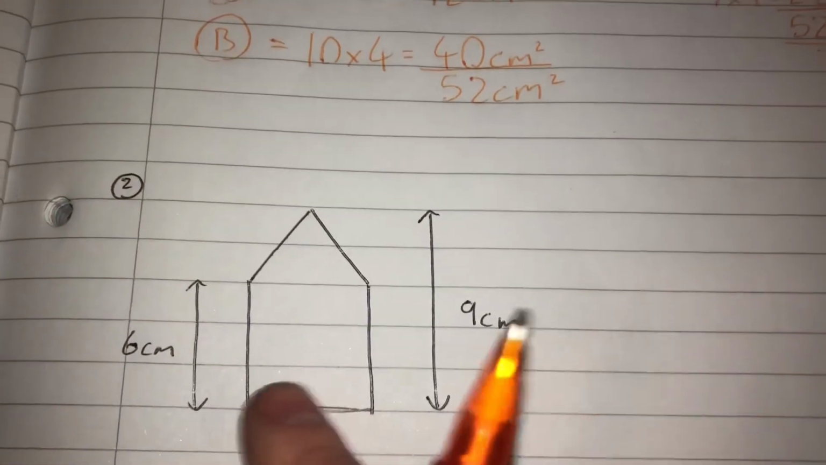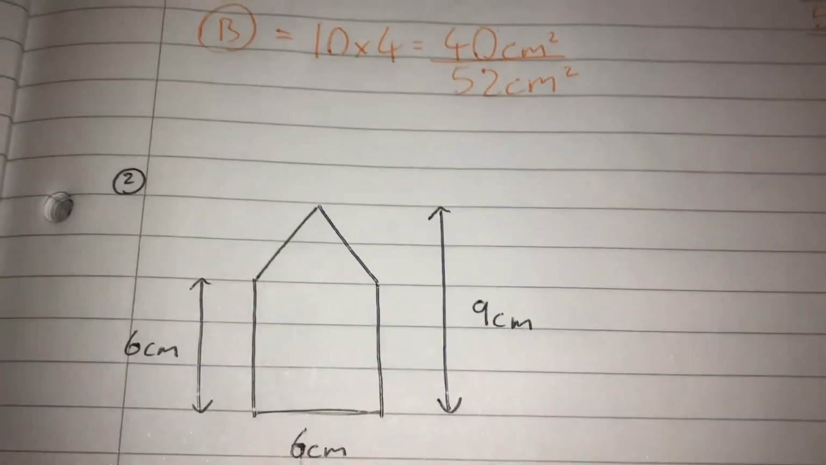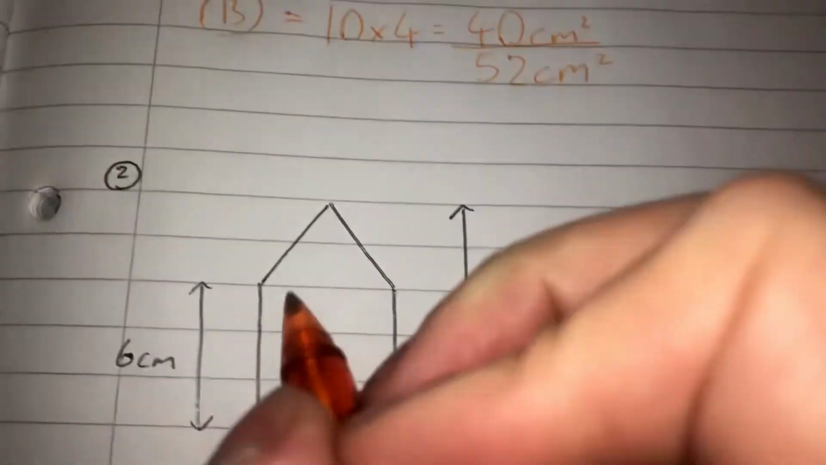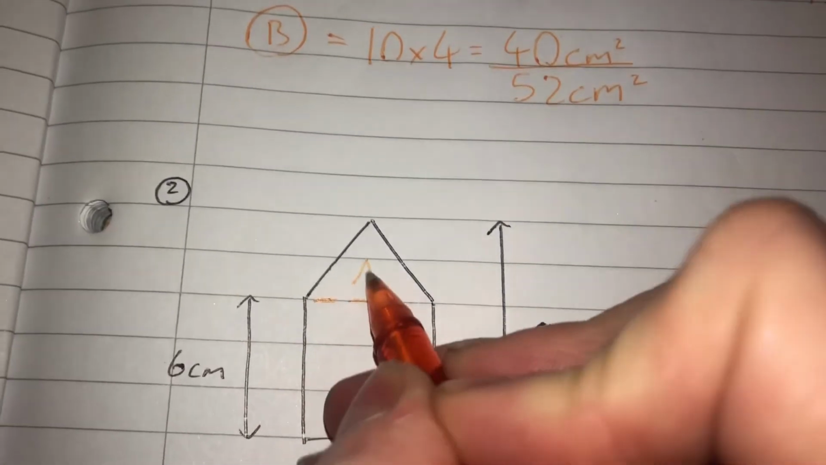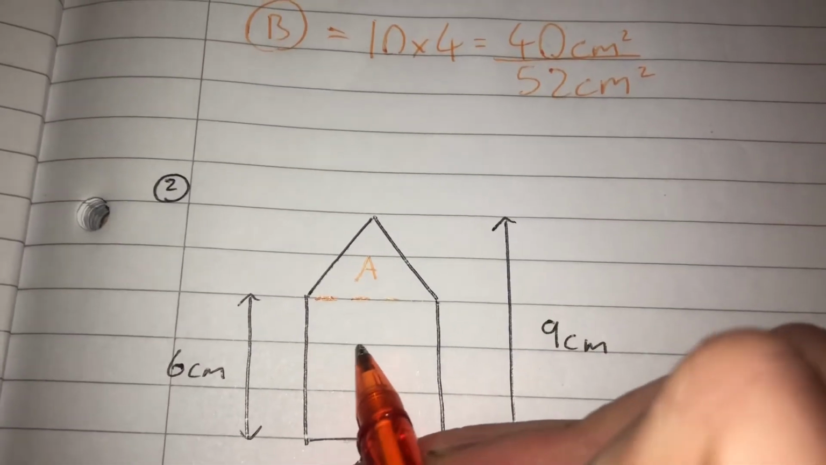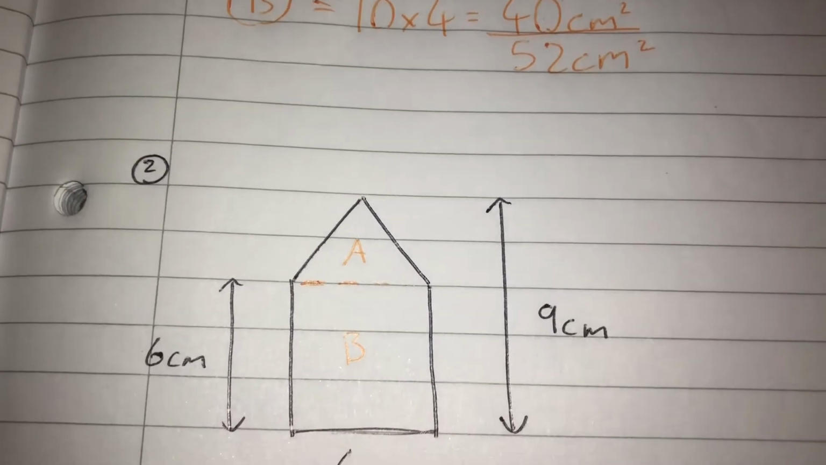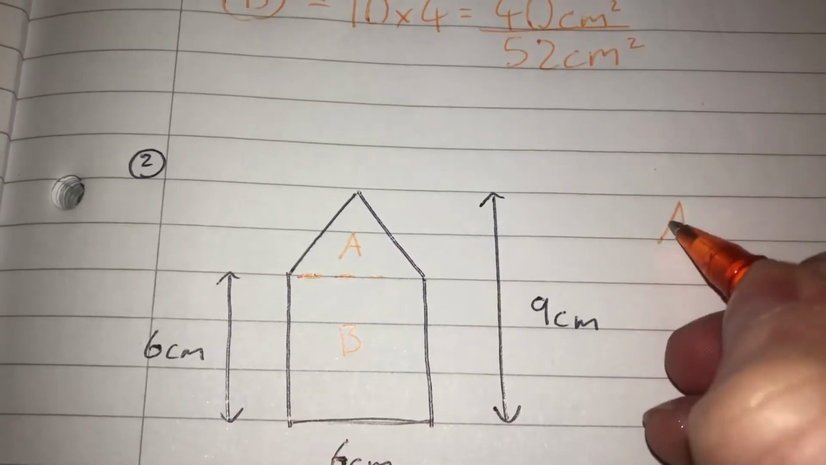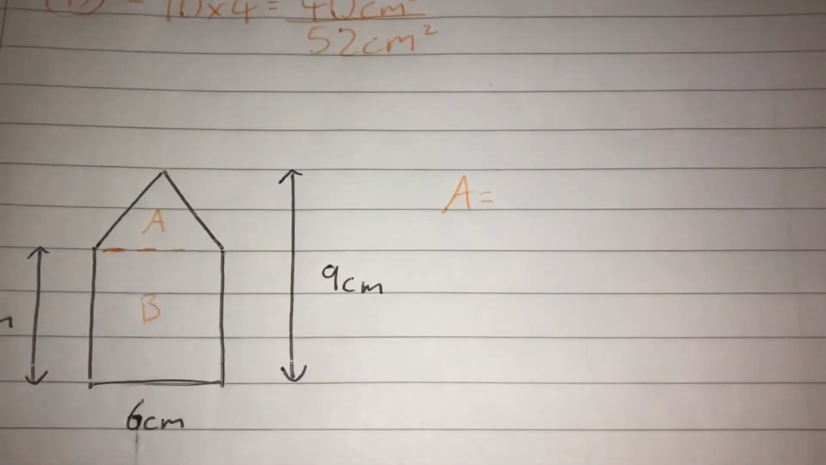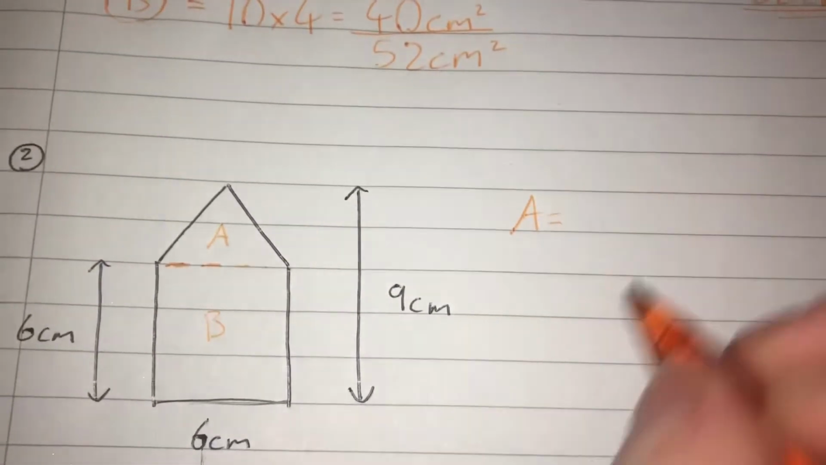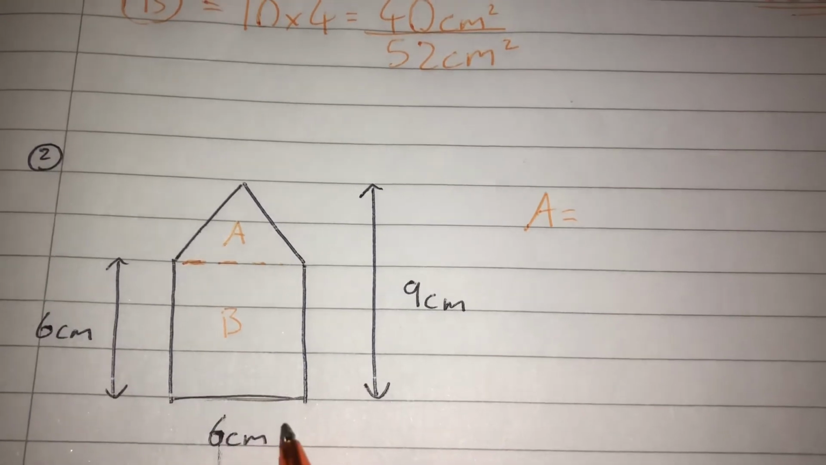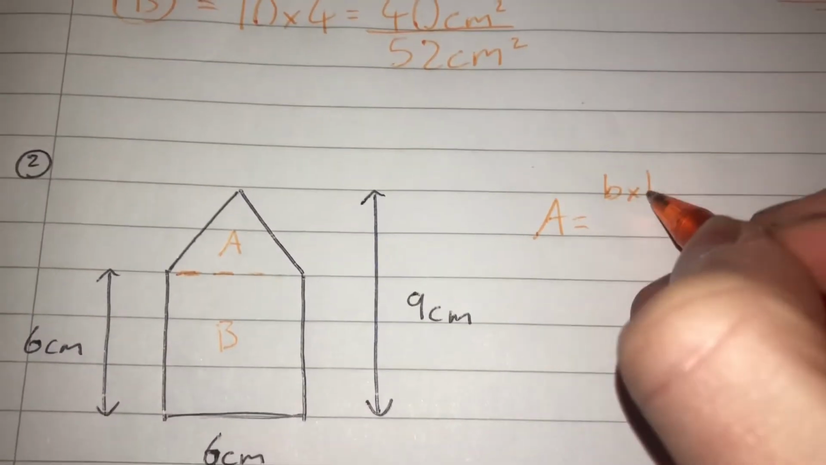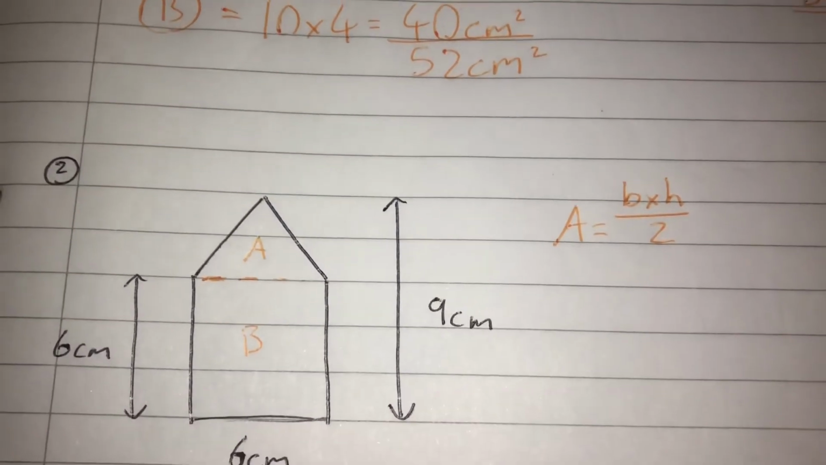Okay, so I have this sort of shape which kind of looks like the side of a house, a gable wall. I'm going to split this up into a rectangle and a triangle. So there's A, which is the triangle, and B, which is the rectangle. We'll start with A first. The area of a triangle, again, this is where it's important to watch the previous videos on the areas of different shapes, is base times height divided by 2.